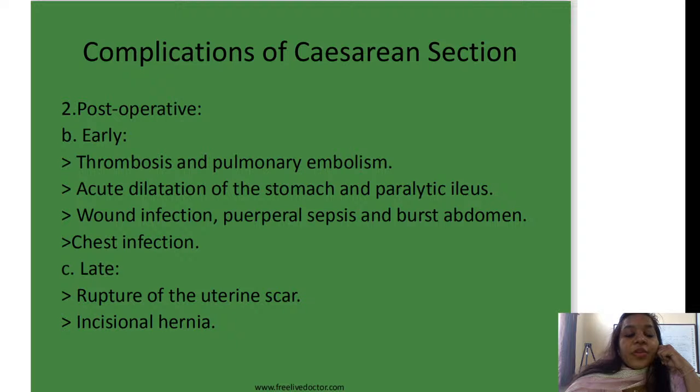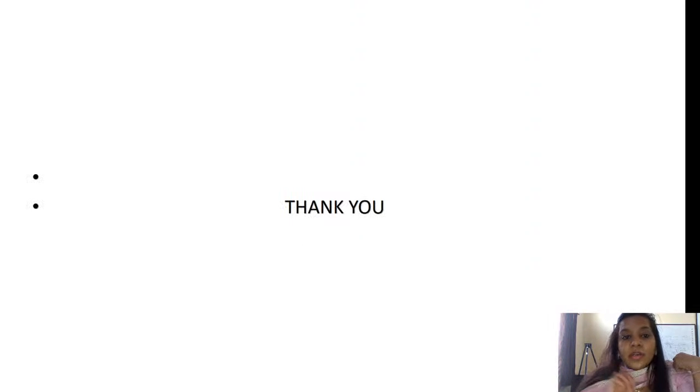Post-operative early complications: thrombosis and pulmonary embolism, acute dilatation of the stomach and paralytic ileus, wound infection, puerperal sepsis and burst abdomen. There will be chest infection. These were the early post-operative complications. What are the late post-operative complications? Rupture of the uterine scar or incisional hernia. Thank you.